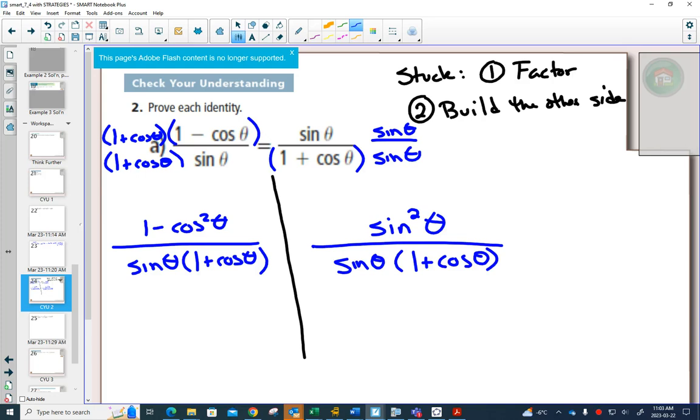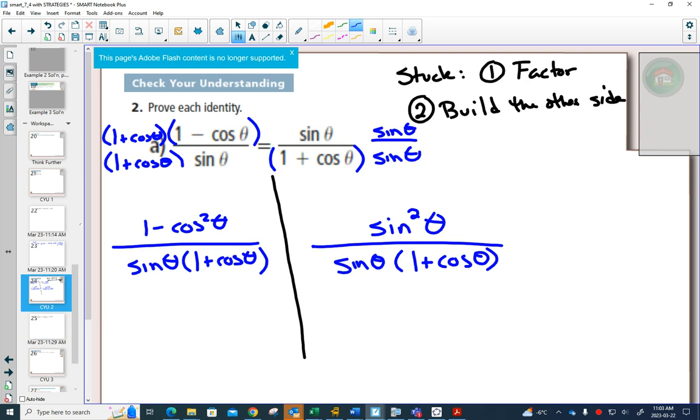But because the word conjugate is hard to remember, it's like, oh, use the strategy, multiply by a conjugate. Your brain will be like, I'm supposed to use a strategy, but I don't know what it's called, and I don't know what it means, so I don't know how to do it. So I changed the strategy name to build the other side, because that's what you're doing.